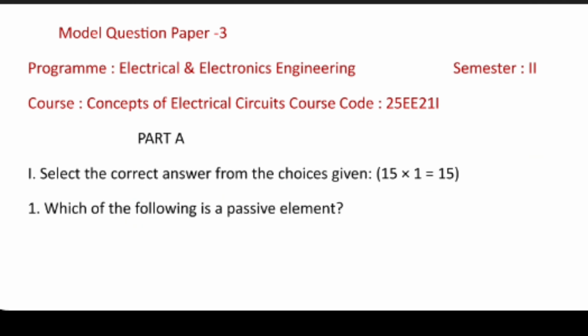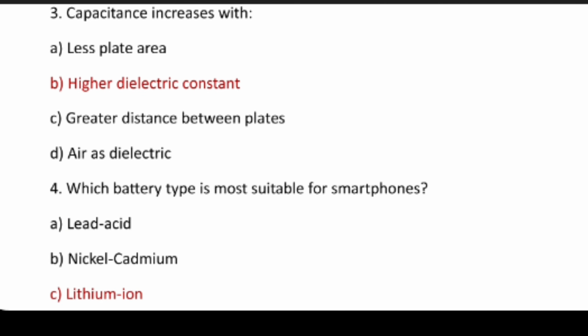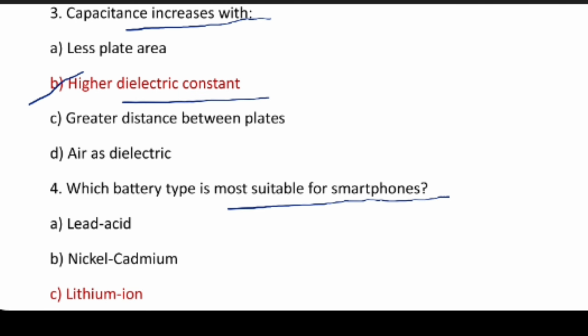Okay. And next is a model question paper, Electrical and Electronic Engineering, second semester, subject code 25 EE 21. The first question: which of the following are passive elements? Option C, inductors. The second question, electrical field intensity is defined as option B, force divided by charge. Next, capacitance increases with option B, higher dielectric constant. Which battery type is most suitable for smartphones? The answer is lithium ion batteries, option C.